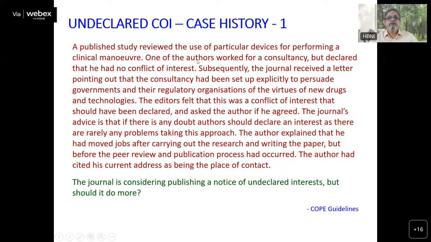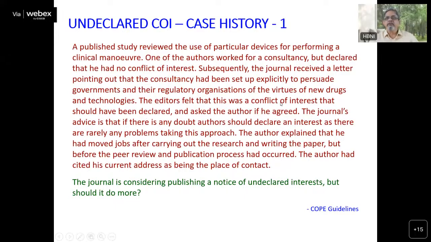And it was found that one of the authors worked for a consultancy, but he declared that he had no conflict of interest. Then later the journal received a letter pointing out that the consultancy had been set up explicitly to persuade governments and the regulatory organizations about the virtues of new drugs and technologies. Because this person was working for that consultancy, the editors felt that this was a conflict of interest that should have been made known to them, declared before the publication.